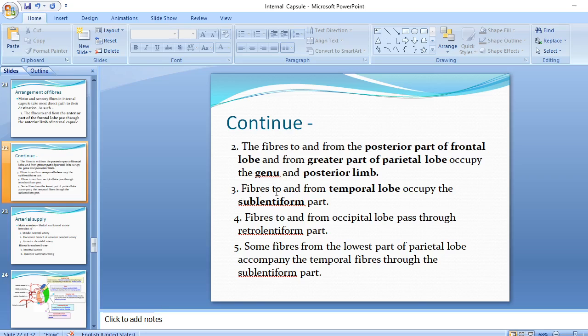The fibers to and from the temporal lobe occupy the sublentiform part. The fibers to and from the occipital lobe pass through the retrolentiform part, and some fibers from the lowest part of the parietal lobe accompany the temporal lobe fibers through the sublentiform part.